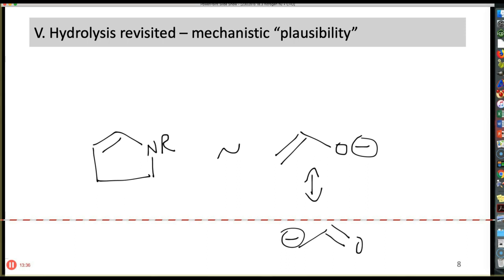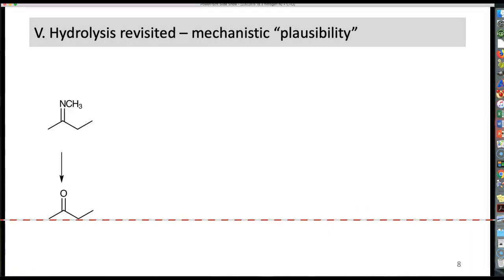So, you'll see that enamines are good at making that carbon nucleophilic by simply pushing that lone pair in and pushing that guy out to react with an electrophile. Alright, more on that later. Alright, what about hydrolysis again? Well, hydrolysis revisited, this is just an example of helping you think about mechanistic plausibility. In other words, how not to lose points on a quiz or an exam.